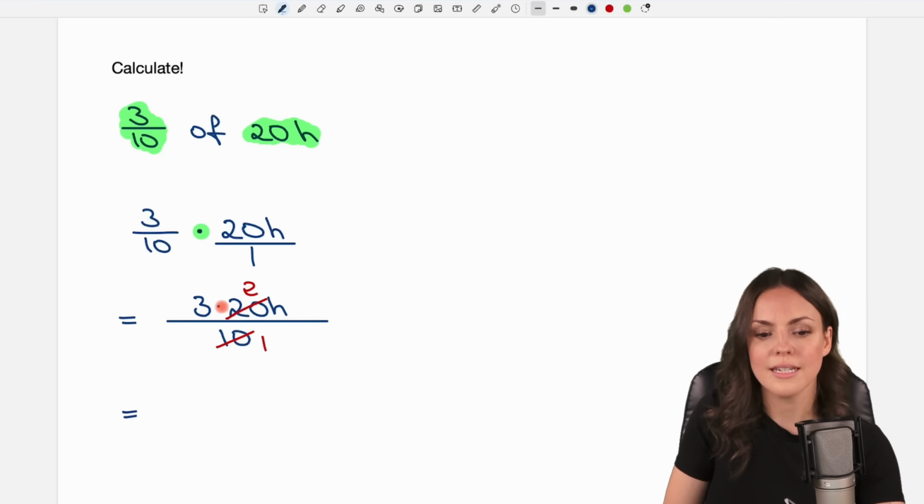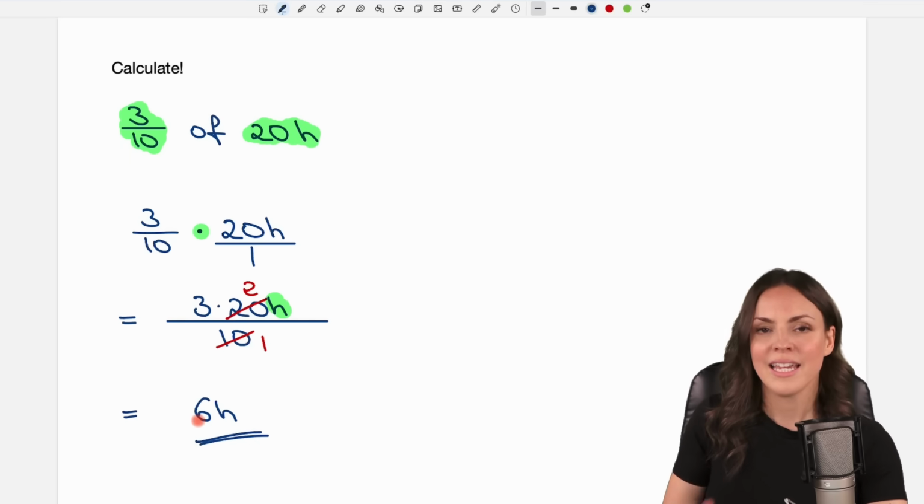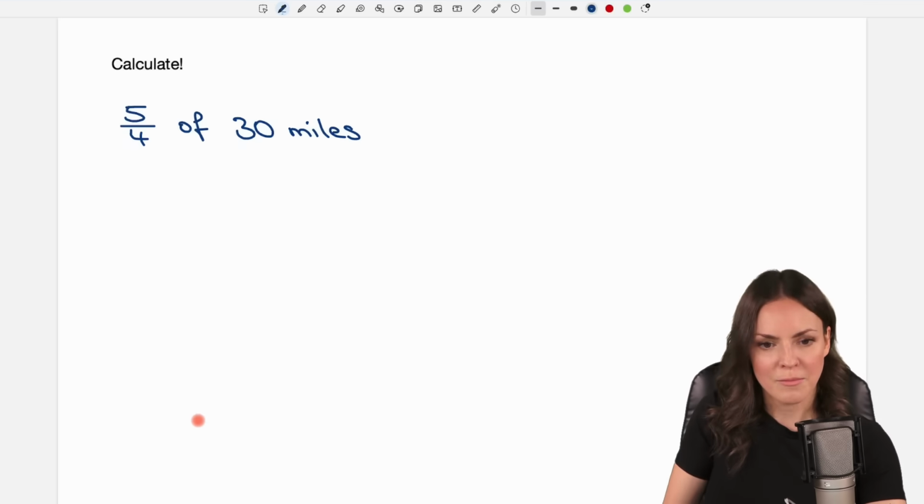We have 3 times 2 hours, don't forget the hours here, which gives us 6 hours. And in the denominator, we only have the 1, so we don't have to write the over 1 at all. We can just leave it like this, and this is our result. So 3/10 of 20 hours equal 6 hours. And this is always the same how to solve these problems.